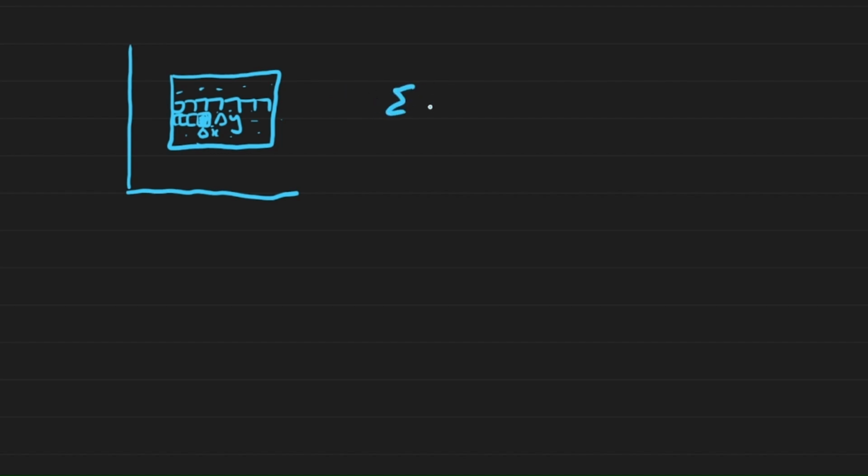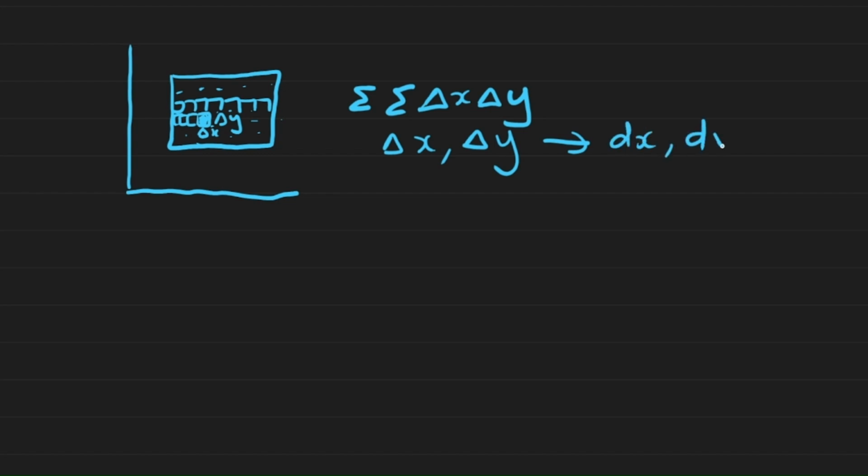So we're summing up all the little bits of delta x and delta y, which is of course a double summation. If we let delta x and delta y both approach 0, then they become dx and dy, as was the case before. And instead of the summation sign sigma, we have two integrals, going from x1 to x2 and y1 to y2.